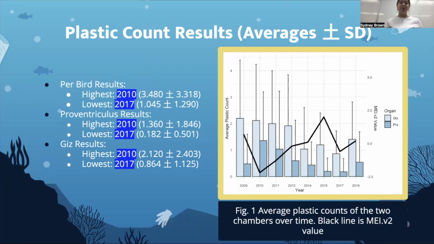Now, when I'm looking at the count results, and keep in mind, I did weigh the items and we saw the same patterns. We saw that consistently, regardless of whether you're looking at the proventriculus or the gizzard, or looking at the per bird results, 2010 had the highest plastic quantities and 2017 had the lowest.